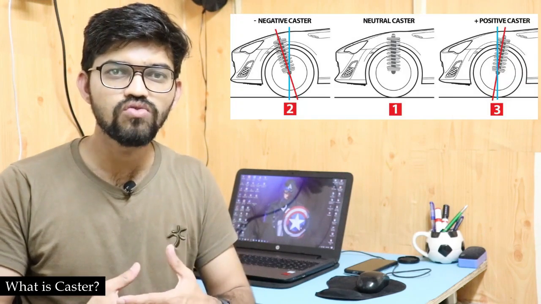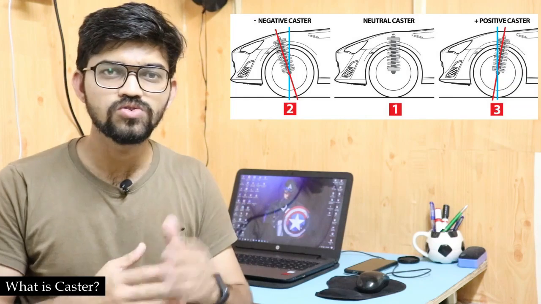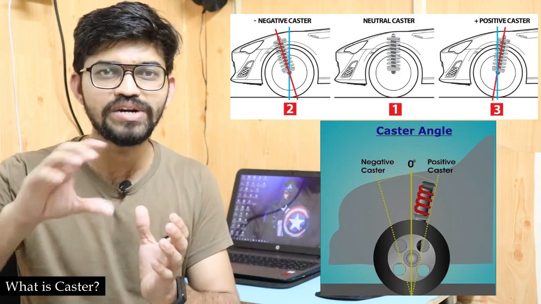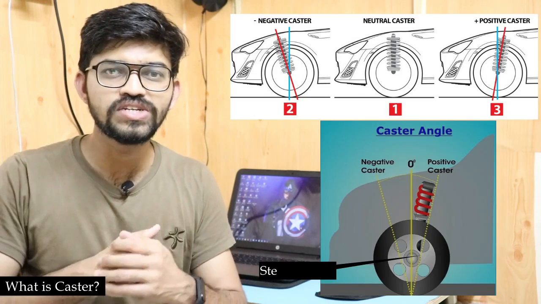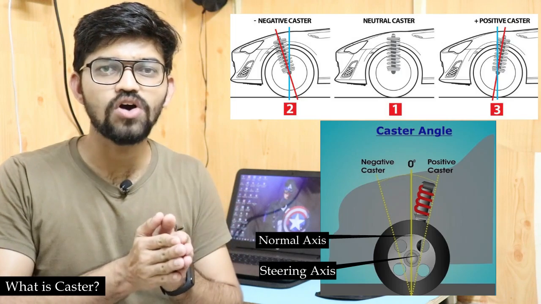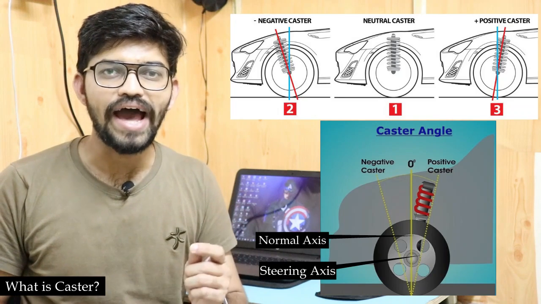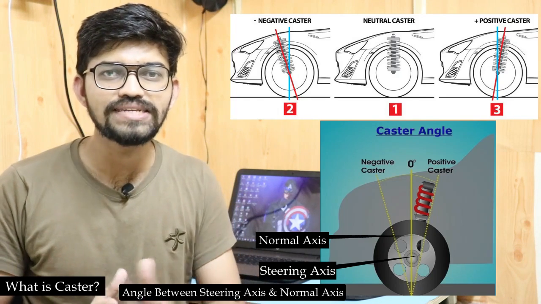So moving ahead, next is the caster angle. Now if we look at the vehicle from the side view, let's talk about the front wheels, which have the steering arrangement provided. It is the angle between the steering axis and the normal axis of the wheel. This angle can be called the caster angle.